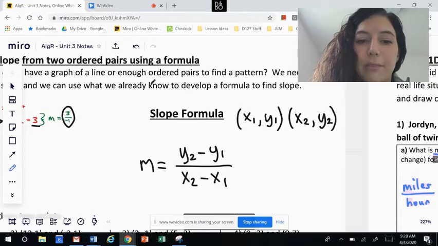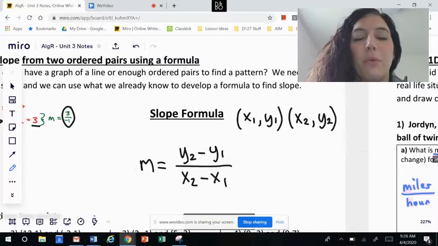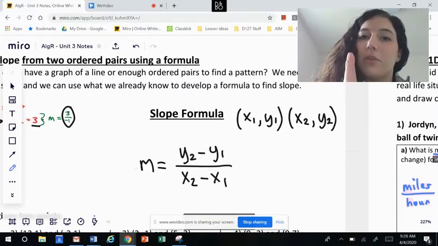Notice how I wrote m equals in front. That is the variable that we use to represent slope. You might remember that when we were finding slope from a table, but you always want to also have that m equals in front so that we're knowing when we get our slope value what that value represents. It represents the change in the y's over the change in the x's. All right, so let's put this to an example.